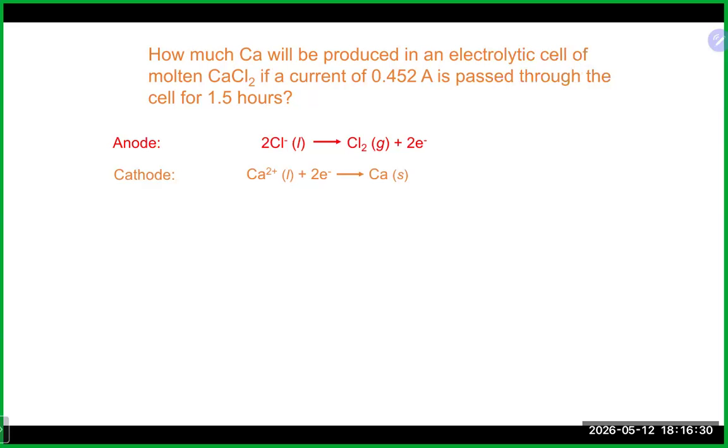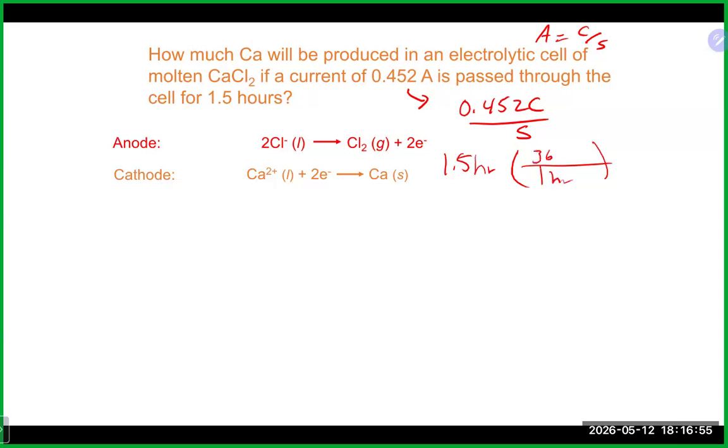All right, so let's take the information here. First off, our 0.452 amperage is the same thing as 0.452 coulombs per second, as once again, an amp is equal to a coulomb per second. Since my unit of time there is in seconds, I may want to convert my hours into seconds just to make everything nice and easy. 1 hour is 3,600 seconds, so that's going to be 1.5 times 3,600, which is 5,400 seconds.